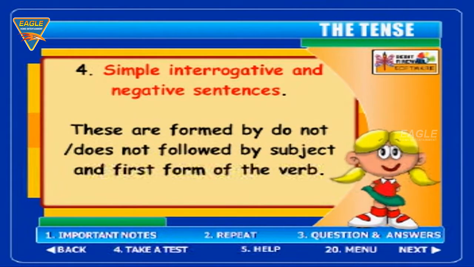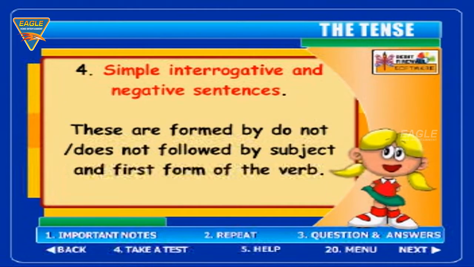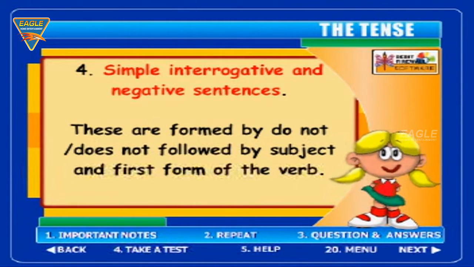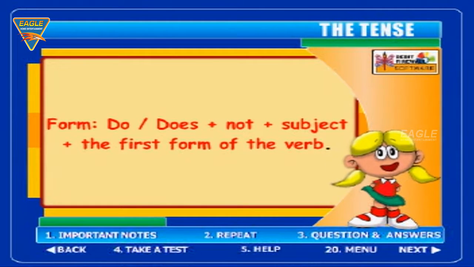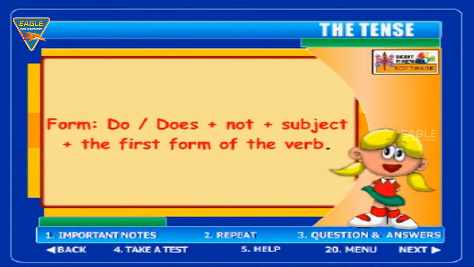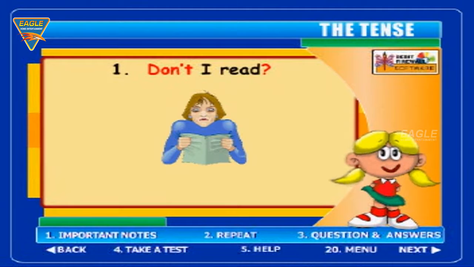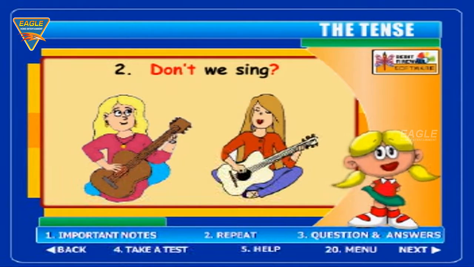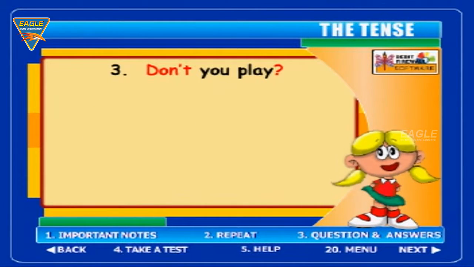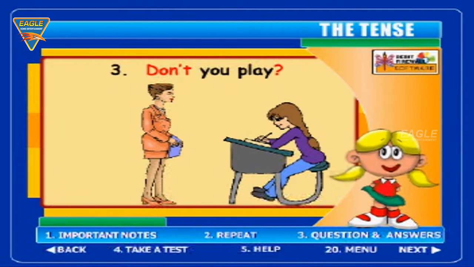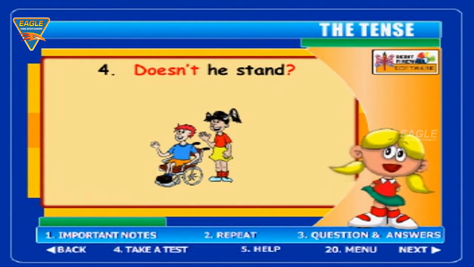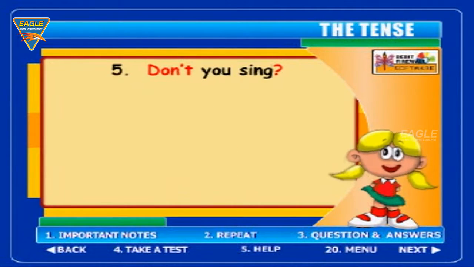Simple interrogative and negative sentences. These are formed by do not or does not, followed by subject and first form of the verb. Form: do or does plus not plus subject plus the first form of the verb. Examples: don't I read? Don't we sing? Don't you play? Doesn't he stand? Don't you sing?